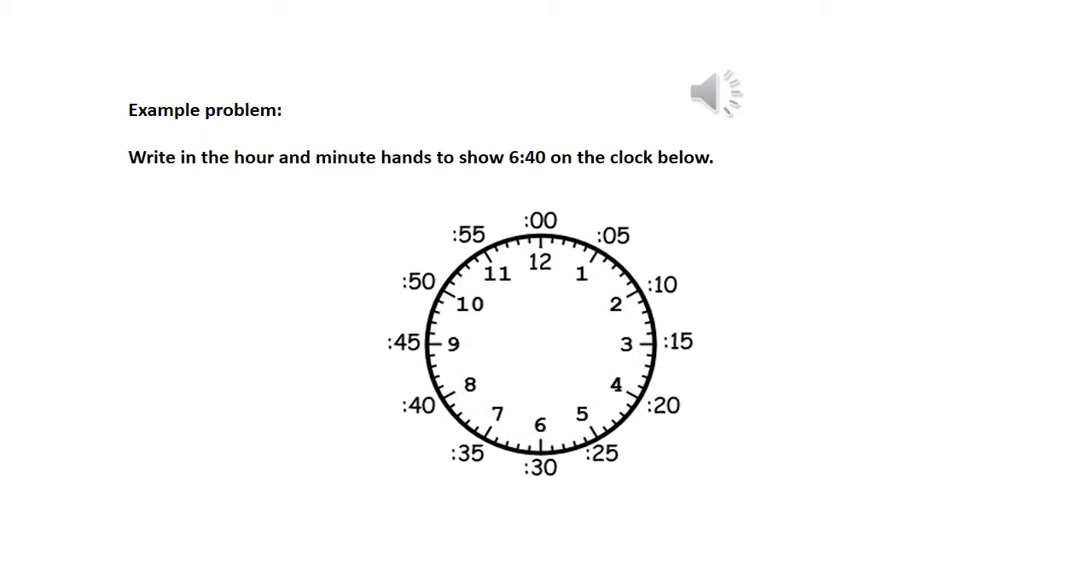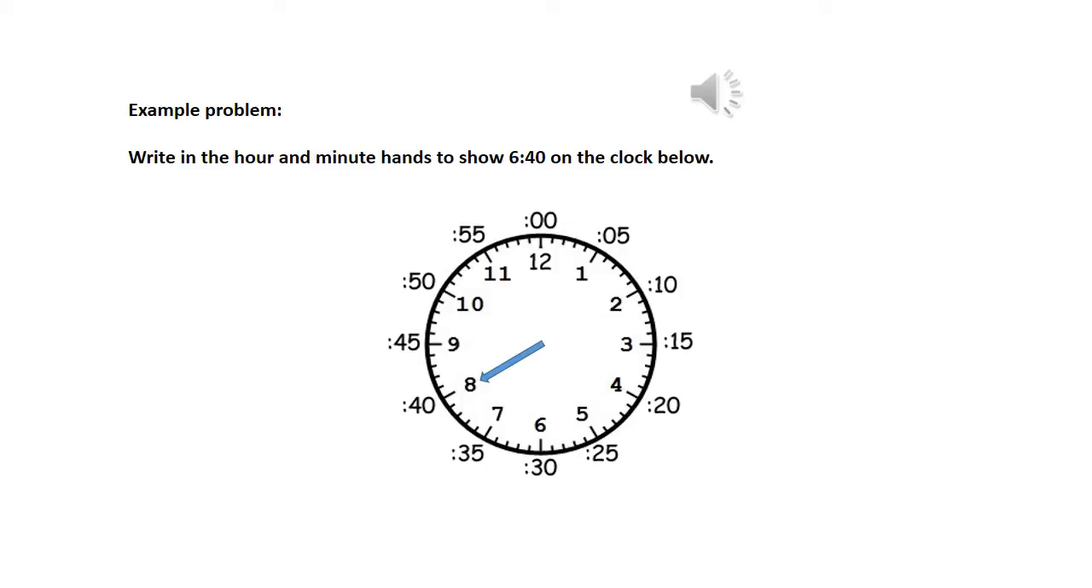Here's a typical problem that I've seen on many tests. I've already written the minutes in around the clock by skip counting. The student has to skip count until they get to 40. They should end up at the 8. They will then draw in the long minute hand arrow at the 8.